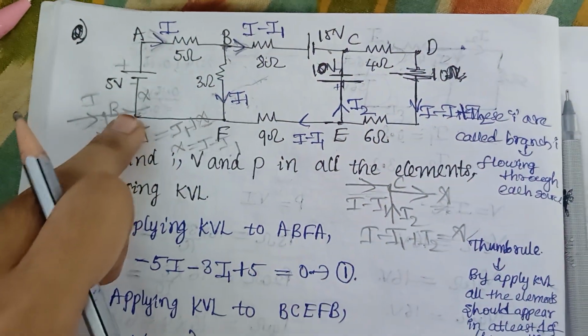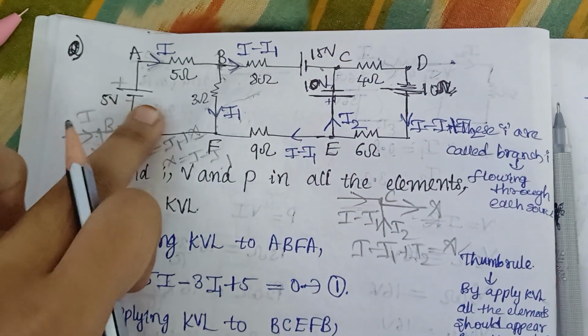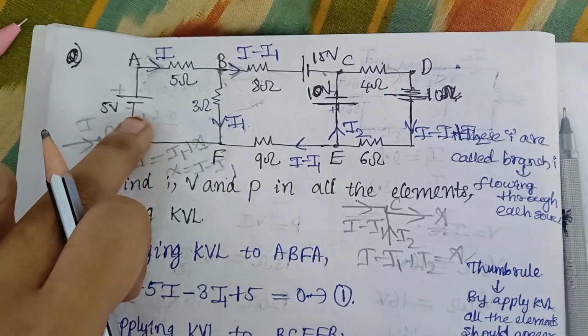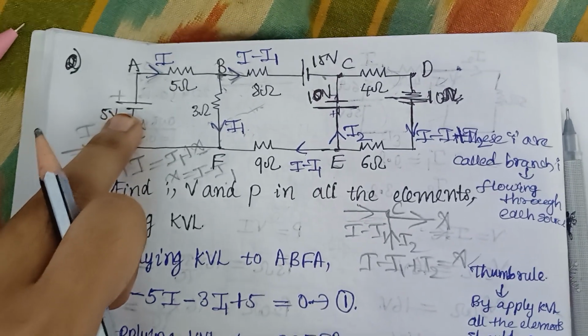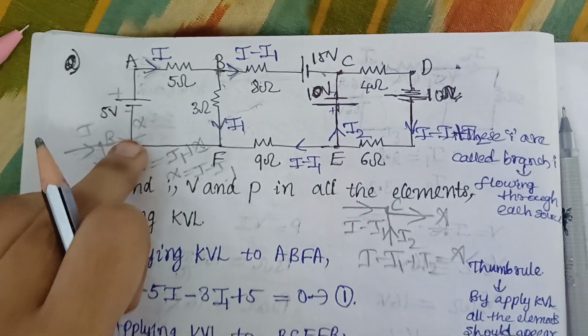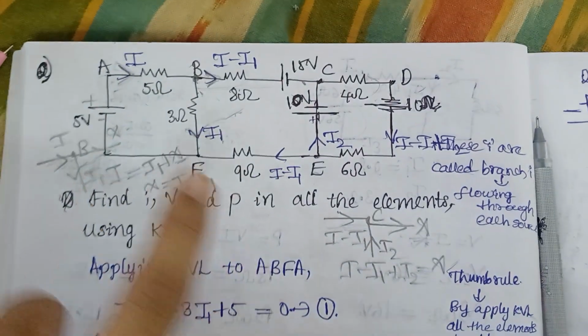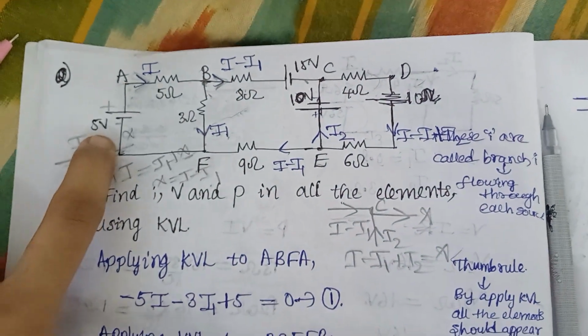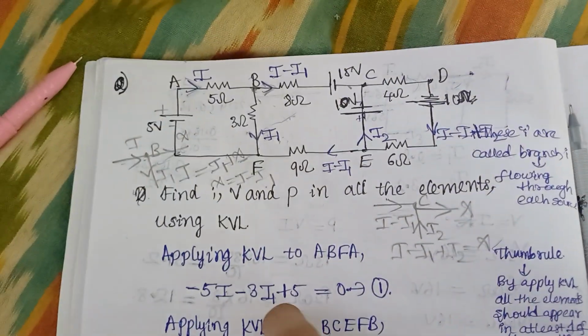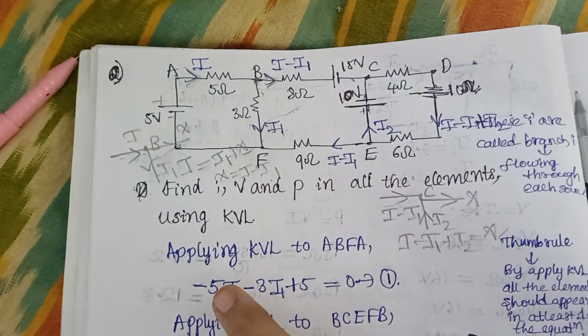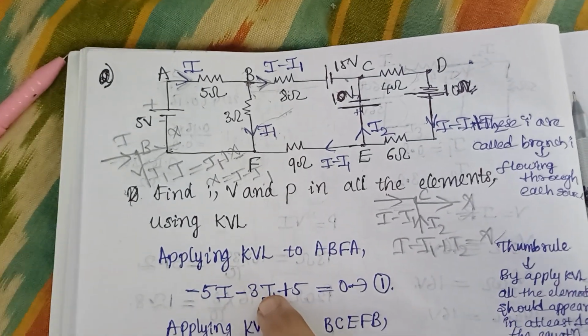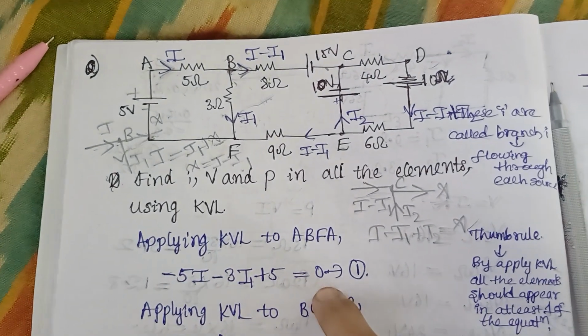And now if we see this terminal which is short, it is considered to be negative, and this long one is considered to be positive. Now as here we are moving from negative to positive, it will be plus 5 volt. Okay, now applying KVL to this we'll get this equation, that is minus 5I minus 3I1 plus 5 equal to 0. Hope you have understood.